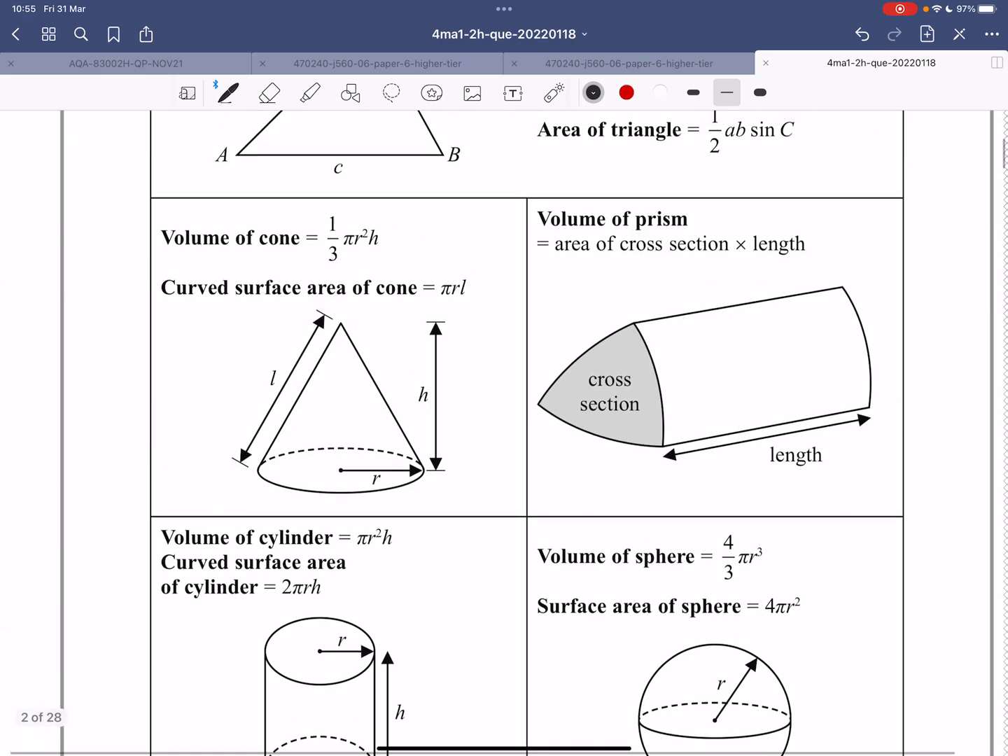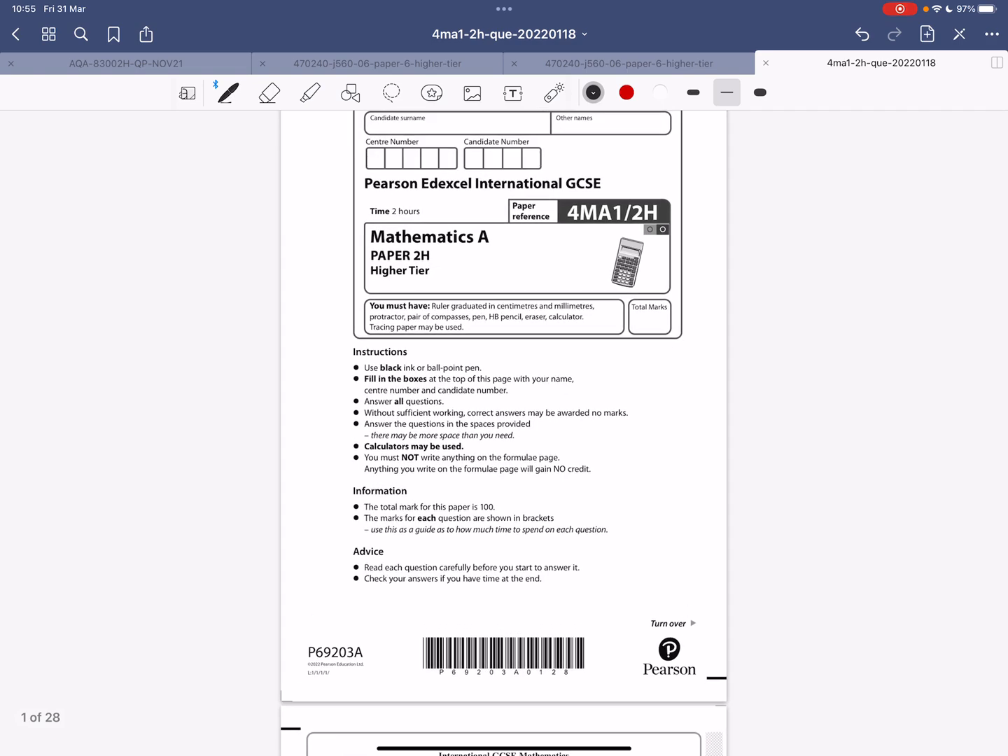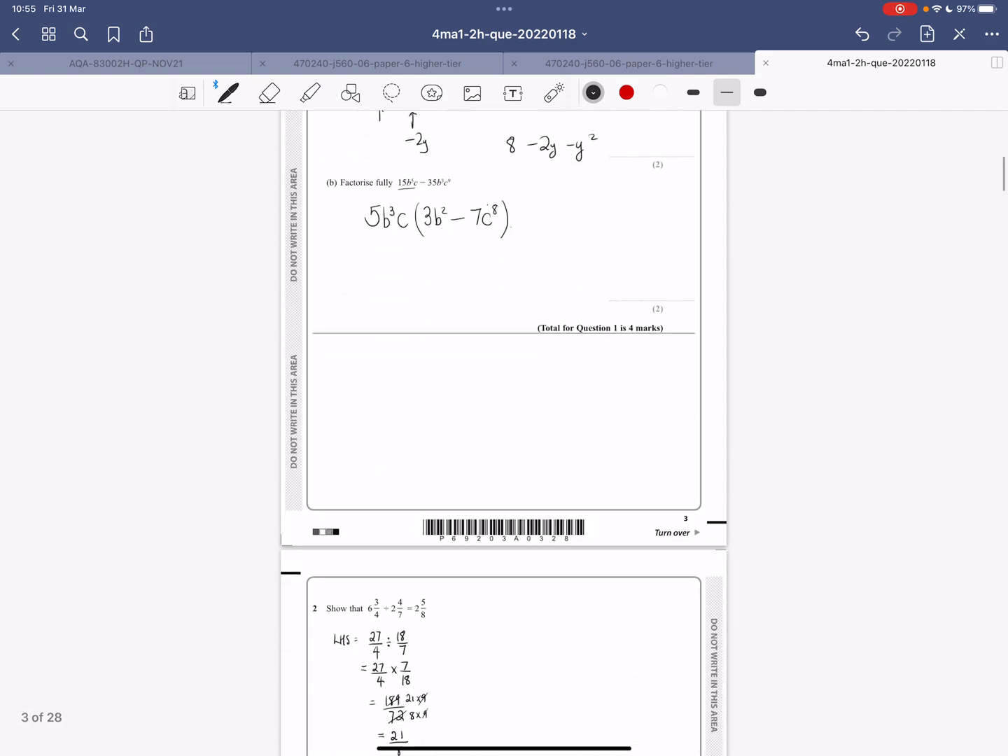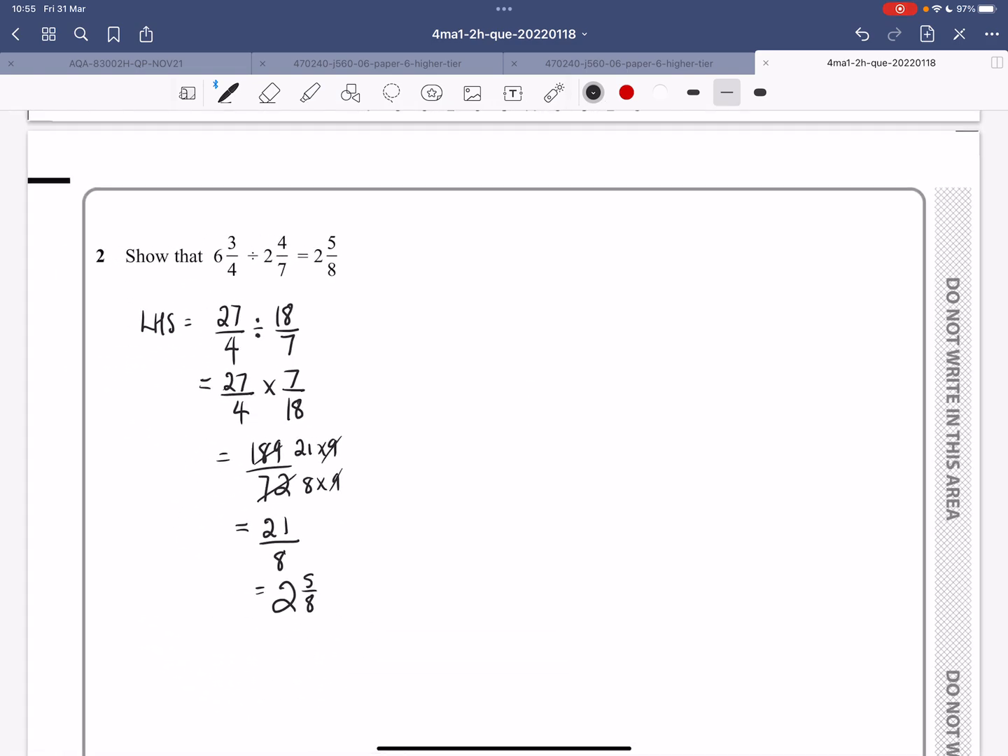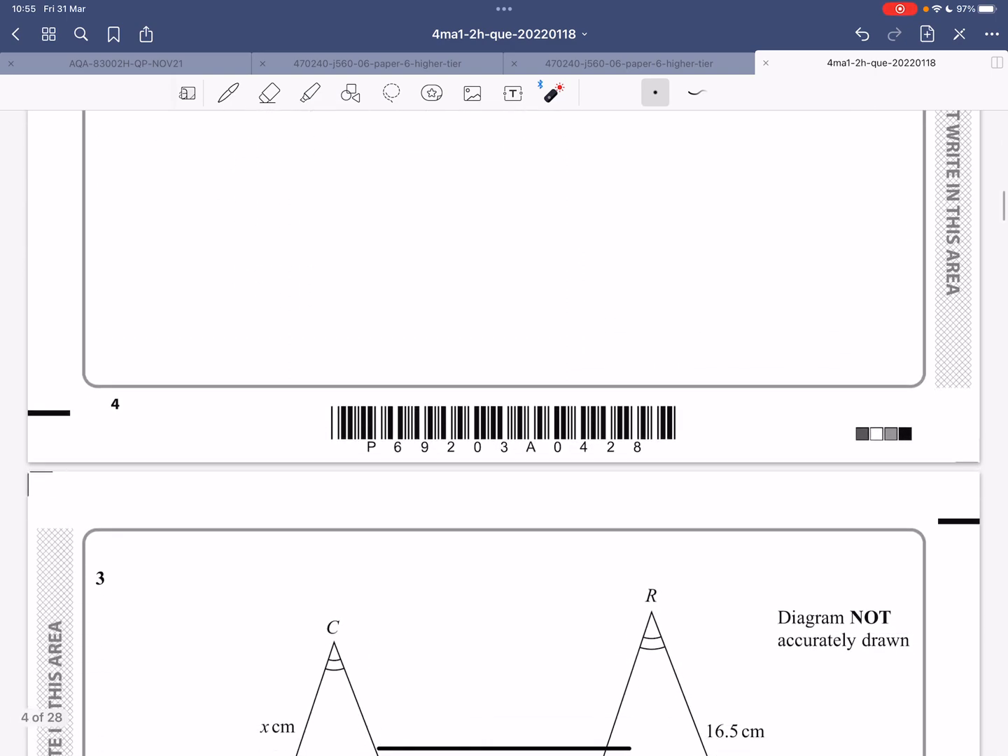This calculator paper. Here's a calculator paper. But anyway, it says show that. What I could have done at that stage is I could have said 27/4 times 7/18. Those two will divide by 9. So that way you get to the 21/8. Because if it's any top with any bottom, if you find a common factor, in this case the 27 and the 18 divide by 9, you can divide through at that stage.